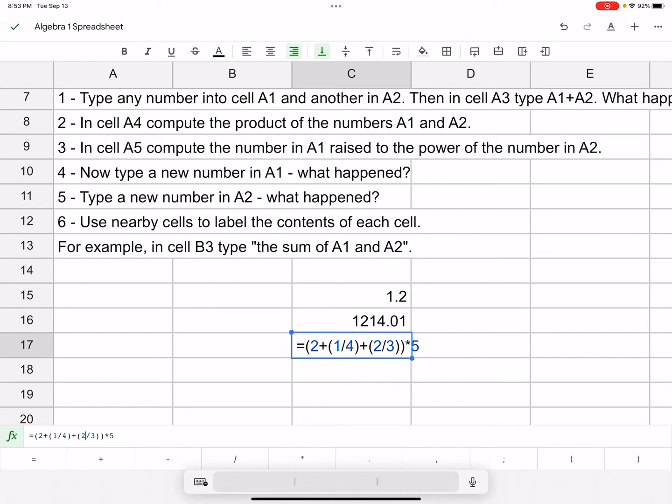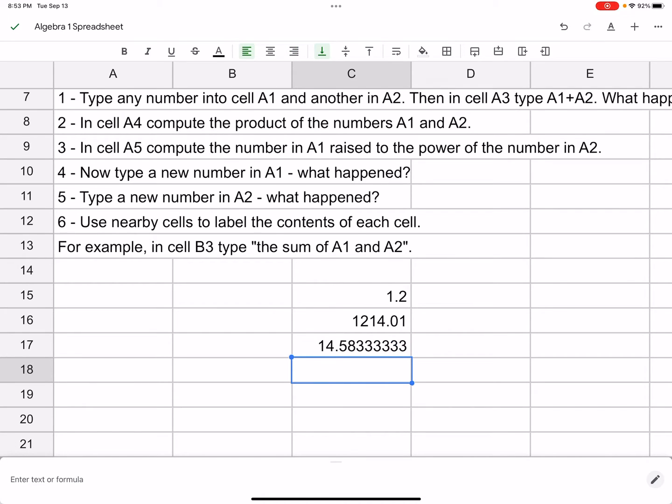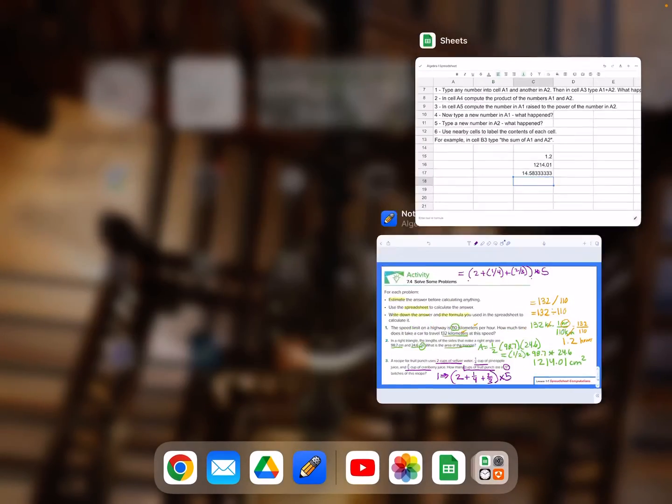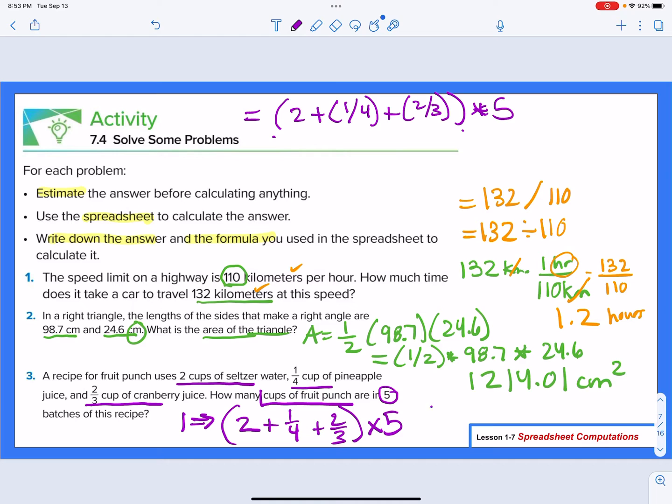Let's see what that comes up with. I should get a better answer, not 1. That's not going to work. Hey, 14.58. That looks a lot better. So 14.58 cups of juice is about right there. 14.58. Oh, and look on my notes, what did I do? I added and I added. I just got confused when I typed it in without looking at my notes. So here we go. All right, perfect.